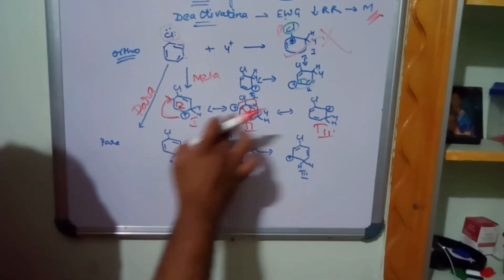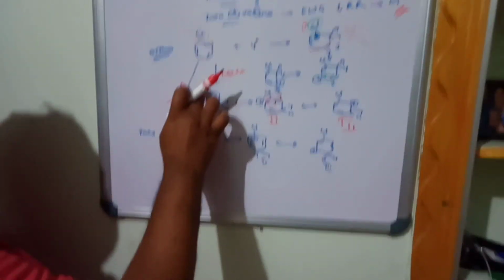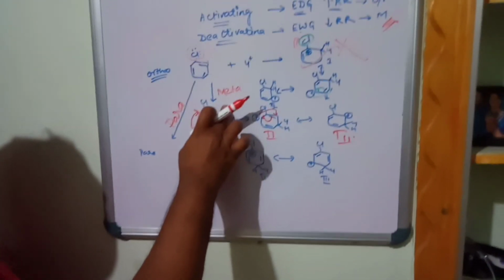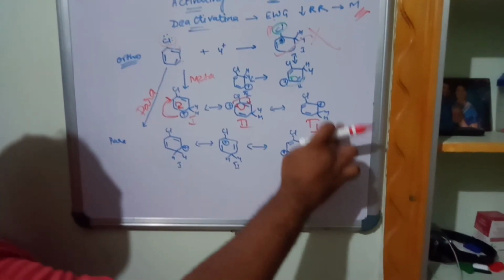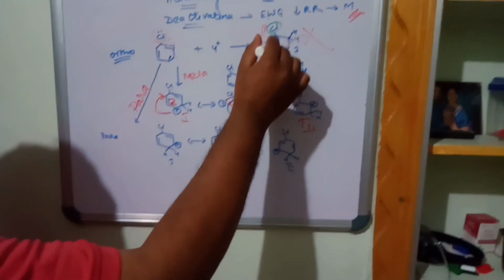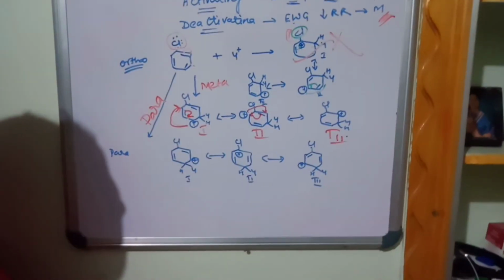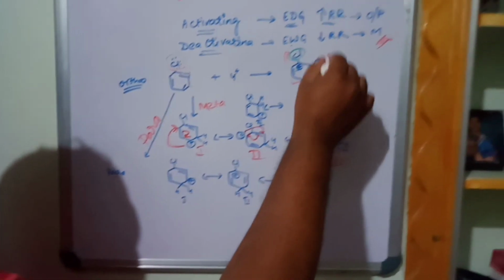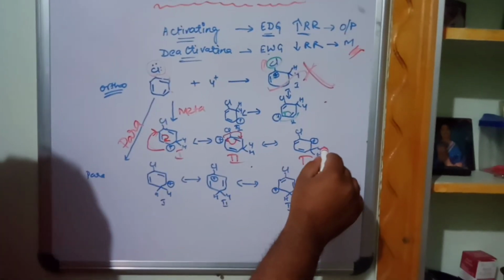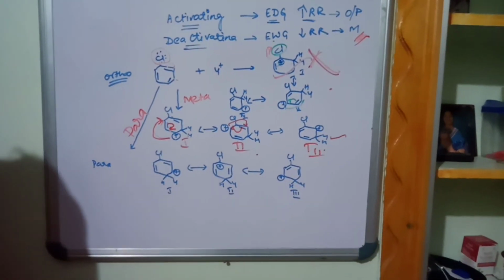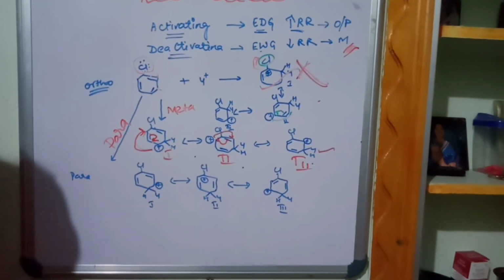Such a structure is not available in the meta position. That's why when deactivating, electron withdrawing groups are there, the meta position is possible, because destabilization will be more if the carbon holding positive charge is the same carbon holding the electron withdrawing group. This type of structure is not available in the meta position. That's why it is somewhat stable, but they are deactivating. So they are only meta directors, not para directors.